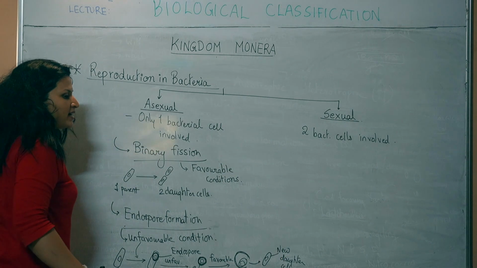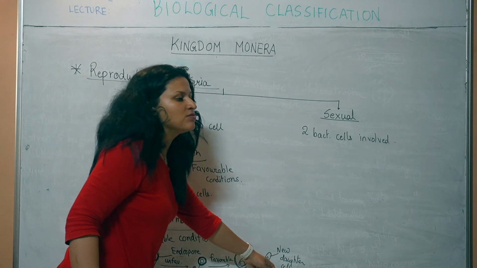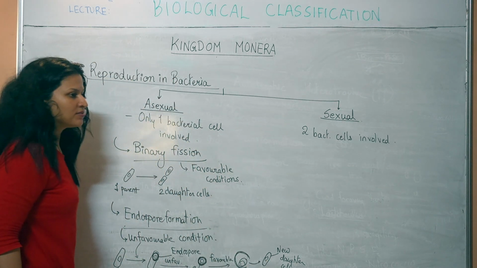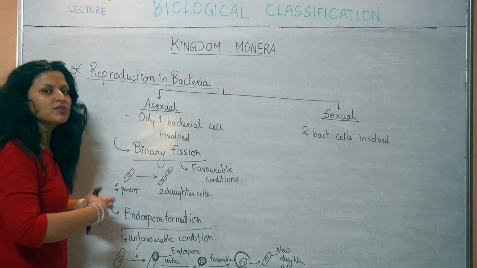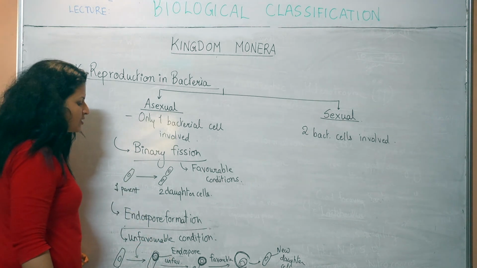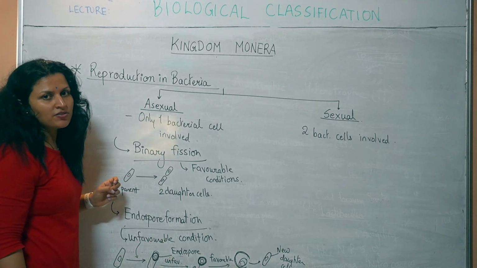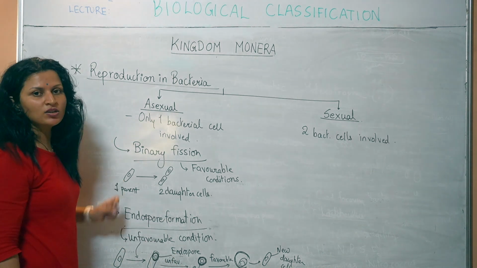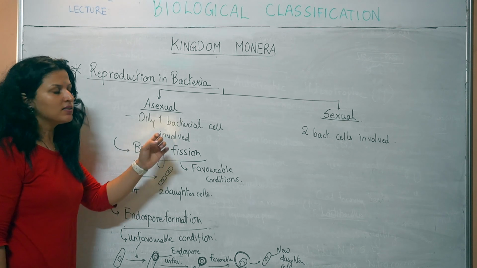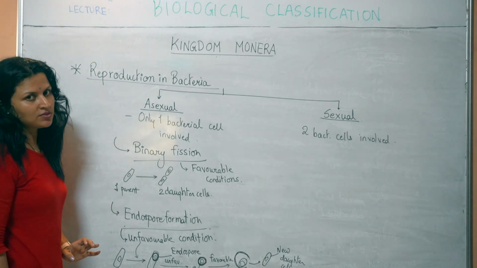So one parent has produced another daughter cell, okay? It is a form of reproduction, something has reproduced, okay? That's why it is under asexual reproduction. One parent, one child, one parent is involved. So it is asexual reproduction, okay?